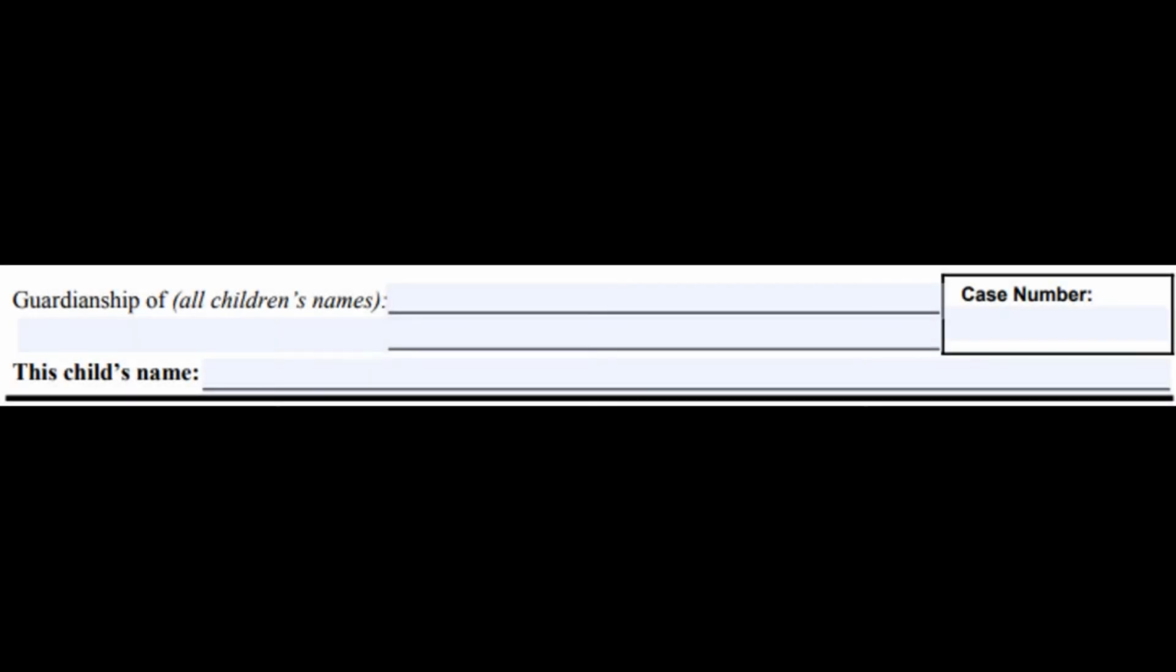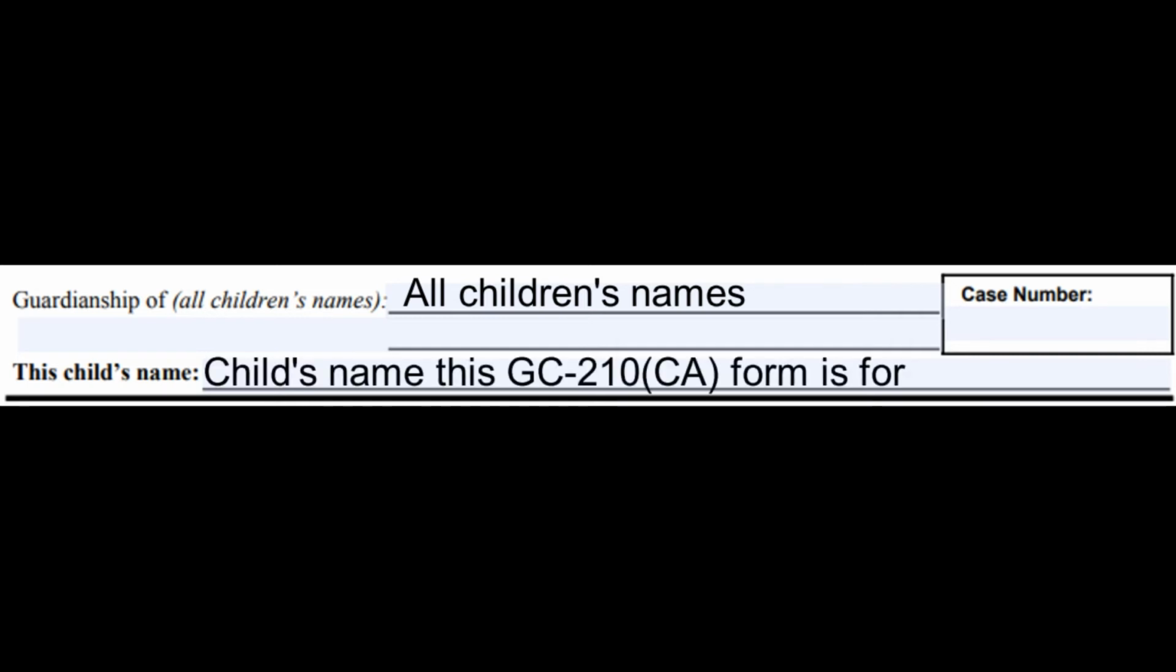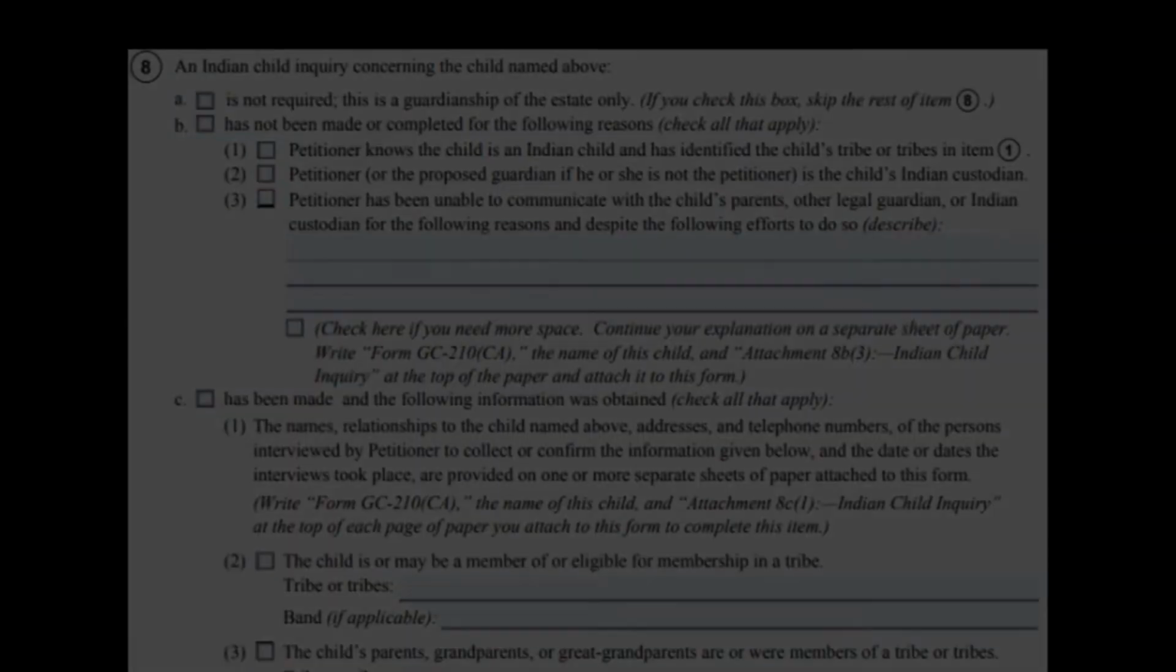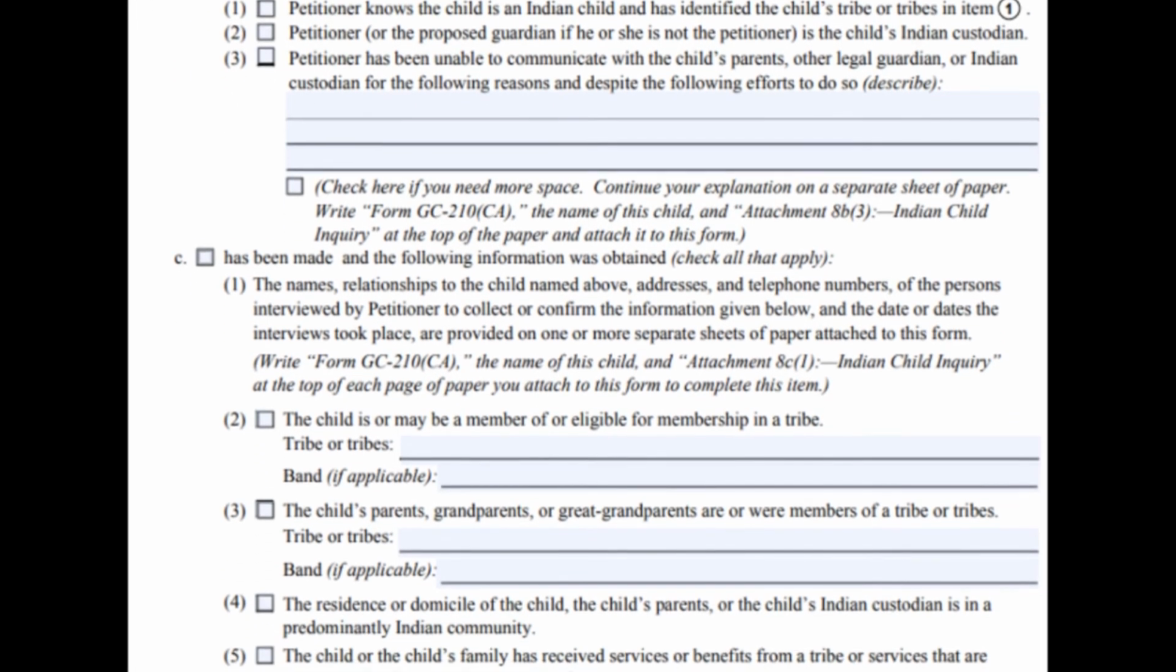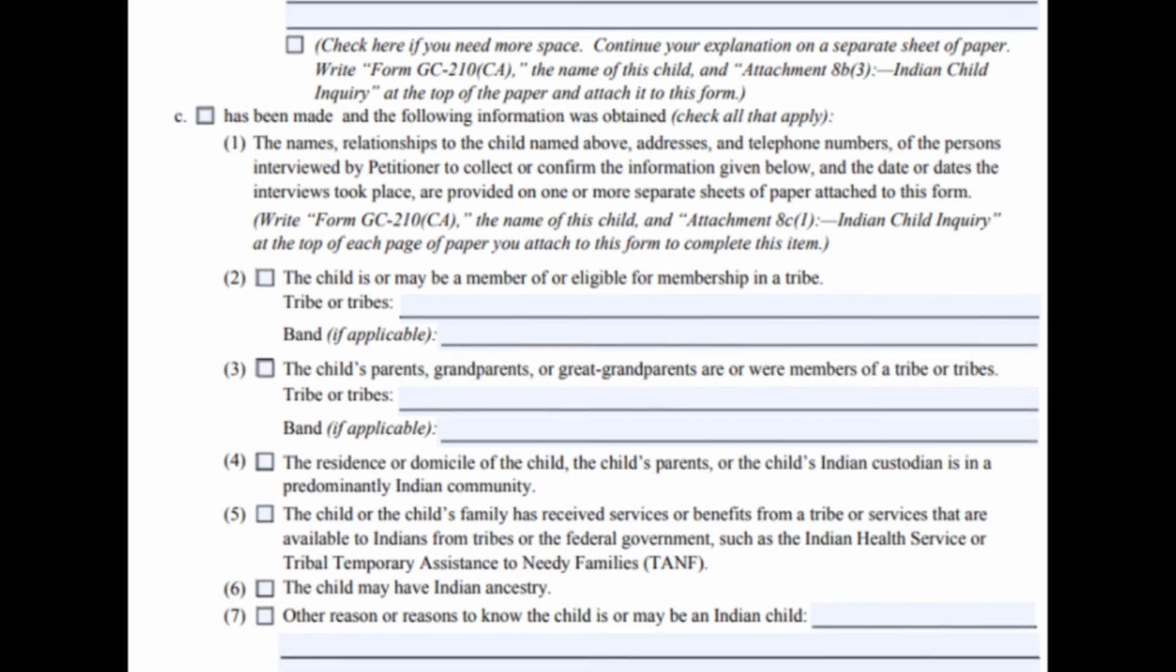On the 5th page, list all of the children's names that you are filing guardianship for on the first line. On the second line, write which child this GC210CA is for. Read through the questions and check any boxes that apply to your case.